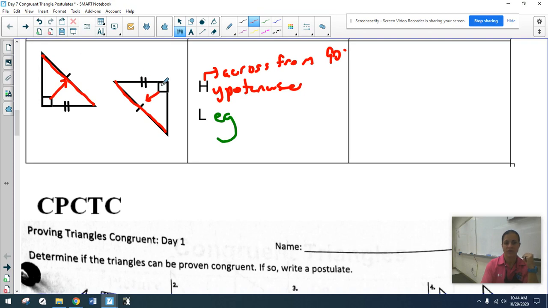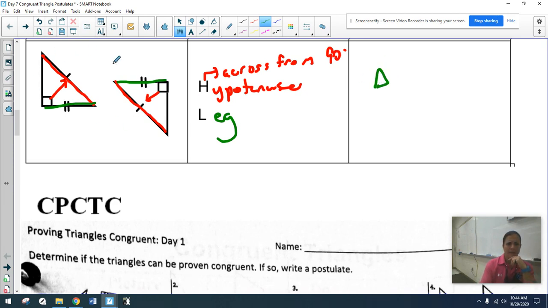So it's always across from the 90-degree angle. So that's a congruent hypotenuse. And then the leg is either of the other two sides. So as long as you have another set of sides, all you're looking for are two sets of sides that are equal, but one of them has to be a hypotenuse. So it has to have a 90-degree angle. So this one would be considered the leg. Okay.